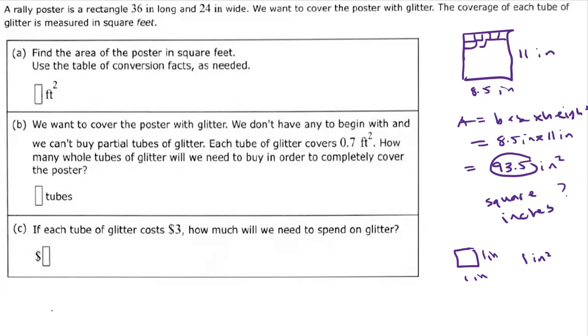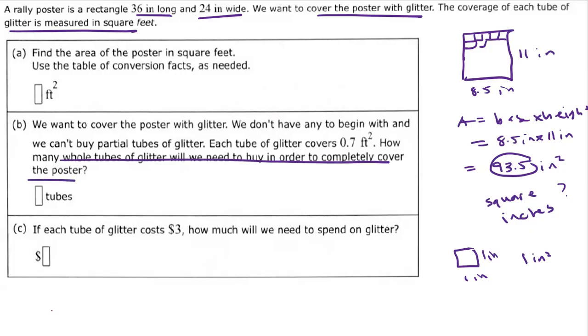So here, it says a rally poster is a rectangle 36 inches long and 24 inches wide. We want to cover the poster with glitter. The coverage of each tube of glitter is measured in square feet. So first we want to find the area of the poster in square feet. If we want to cover the poster with glitter, we don't have any to begin with, and we can't buy partial tubes of glitter. Each tube of glitter covers 0.7 square feet. How many whole tubes of glitter will we need to buy in order to completely cover the poster?